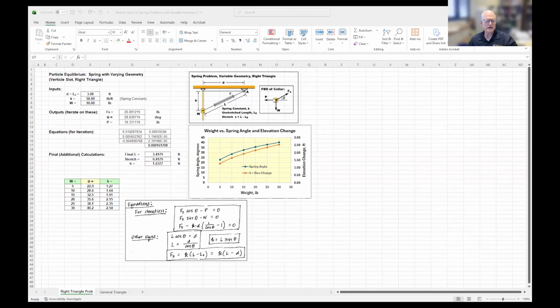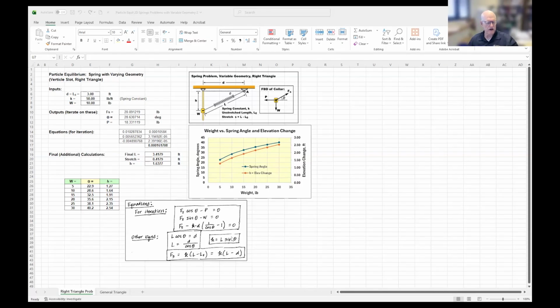if you sum forces in the x direction, you basically have Fs cosine theta minus P is equal to 0. And that's this equation. In the vertical direction, you have Fs sine theta minus W is equal to 0. And that's the second equation. And then finally, if you look at those two equations, you actually have three unknowns. So our three unknowns are Fs, theta, and P, but I just have two equations. So I need a third equation.